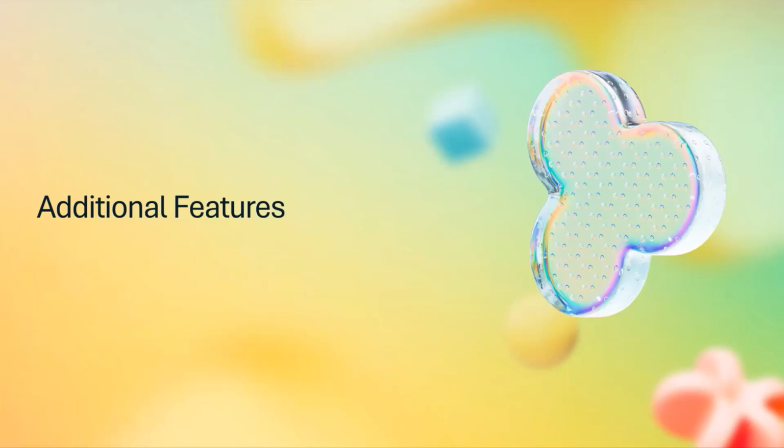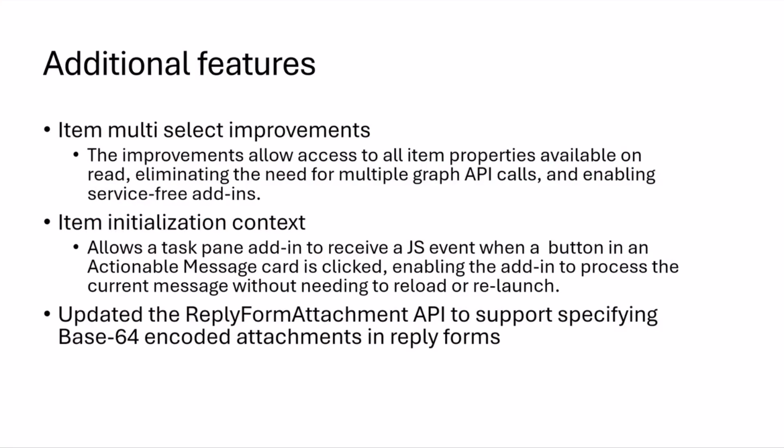And finally, the additional features that are part of this requirement set are, first, as part of the item multi-select improvements, we've added a method to load a single message from multiple selected messages to get its properties or perform operations on it. We've also added the item initialization context. This is an event that occurs when an add-in task pane is opened from an actionable message, inside message notification, smart alerts dialog, or an integrated spam reporting dialog. And finally, we've updated the reply form attachment API to support specifying base64 encoded attachments in reply forms.